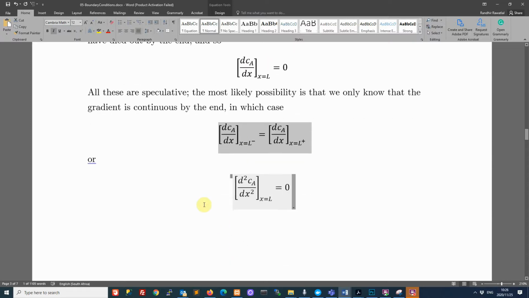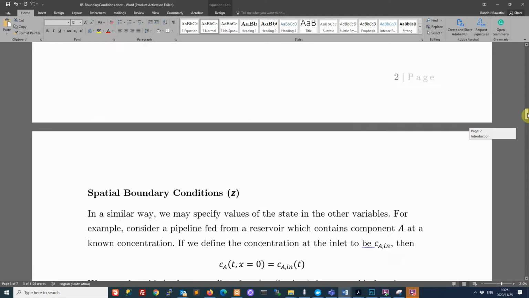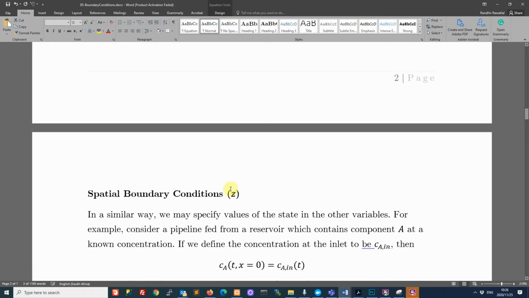So I use this one the most, and it gives me the best results, and I don't have to say specific things that I'm suspicious are actually going to let me down later on. So I like this condition, and you can see already in some of the early examples where I've implemented this. So anyway, these are all about the z direction.